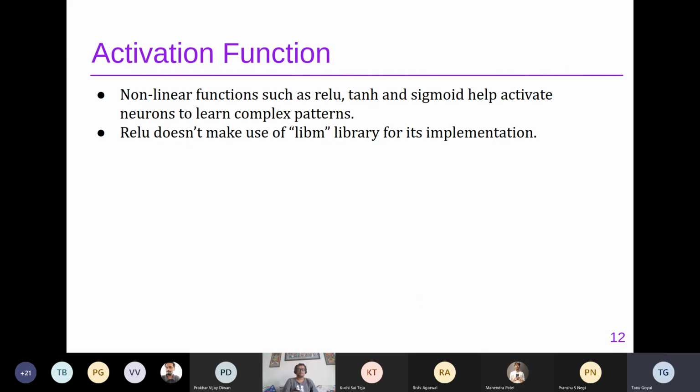Finally, coming to the activation functions, neural networks generally use nonlinear activation functions like ReLU, TANH, and so on. ReLU is a simple function which is the max of two values. They monitor this library to check whether a particular architecture uses ReLU or a different activation function, and they concluded that most neural networks use ReLU or its variants as the activation function.